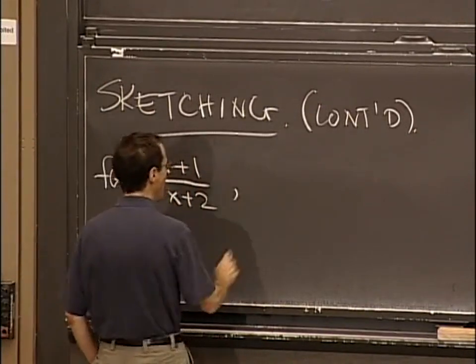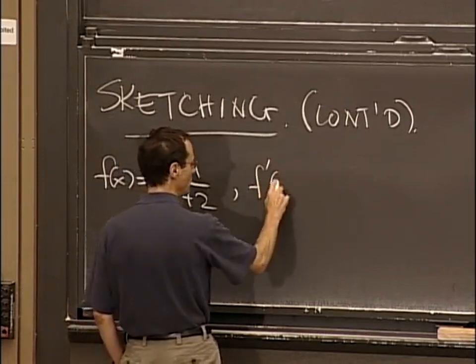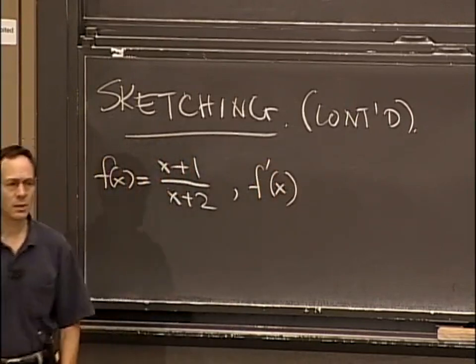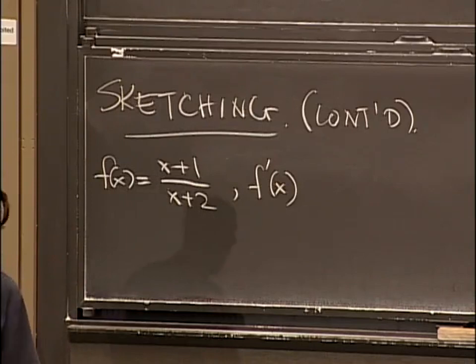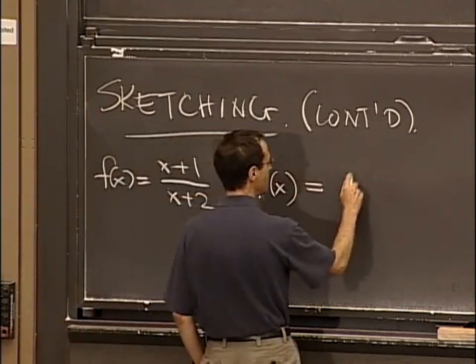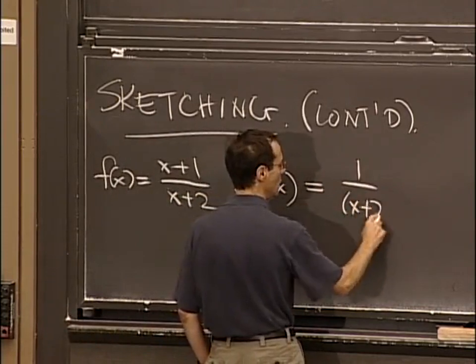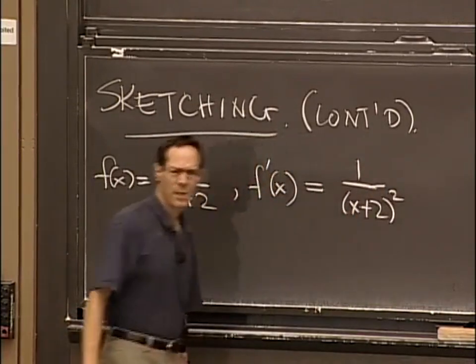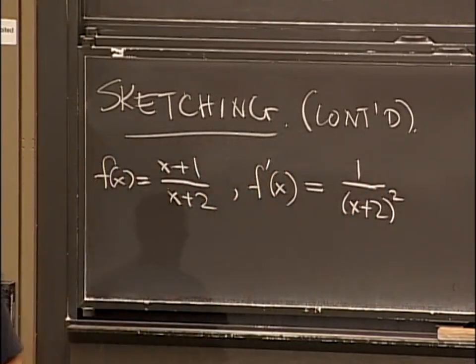And I'm going to save you the time right now. This is very typical of me, especially if you're in a hurry on an exam. I'll just tell you what the derivative is. So in this case, it's 1/(x + 2)², the quantity squared.